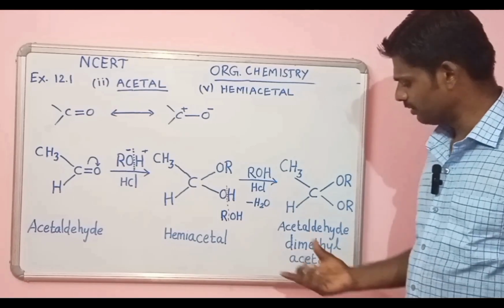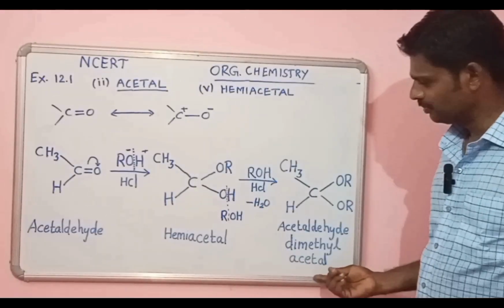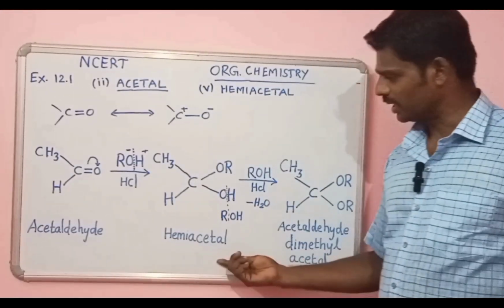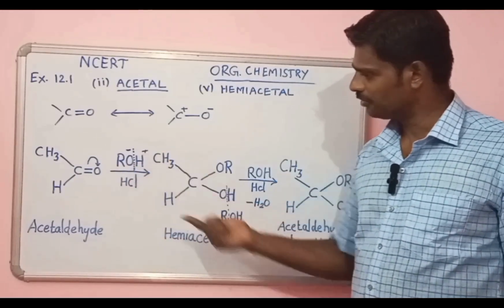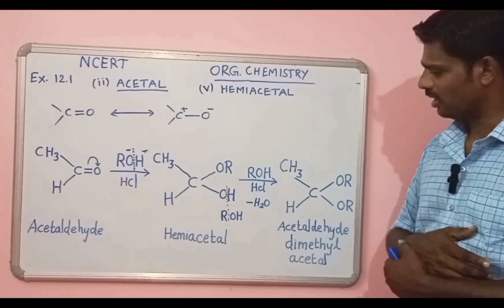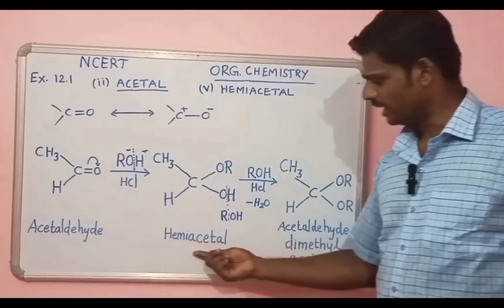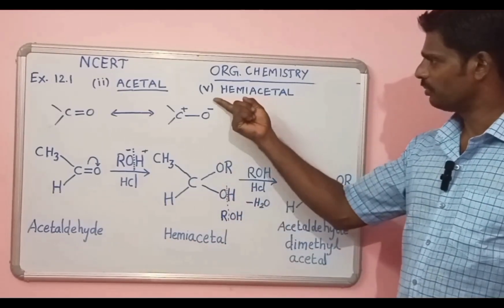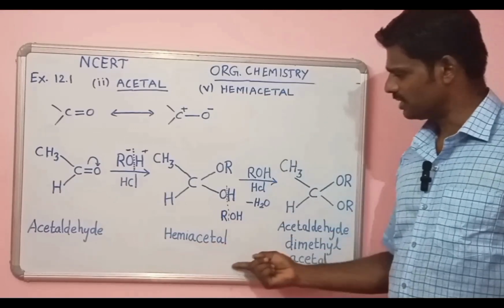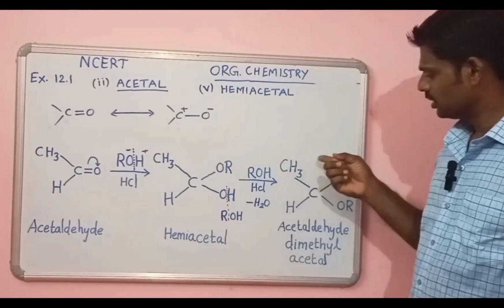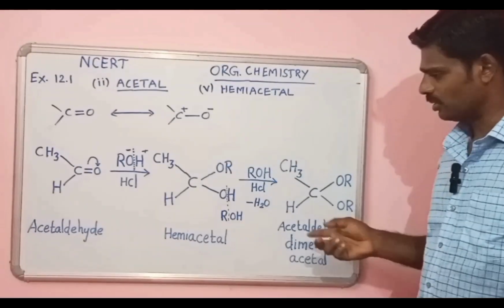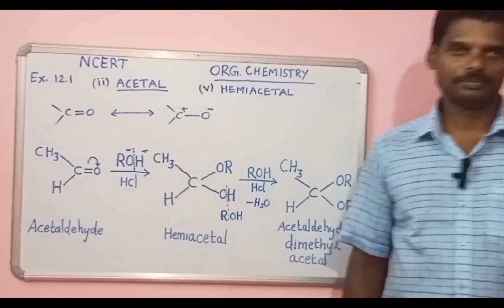So the final product will be an acetal, and the intermediate product, which is after reaction with one molecule of the alcohol, is hemiacetal. So the fifth one is hemiacetal, which is here, and the second one is the final one. So this is acetal. Actually, basically this is acetal.